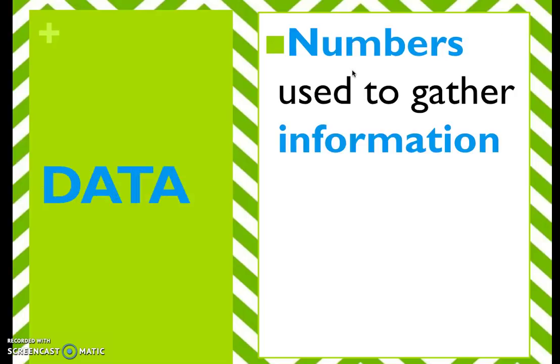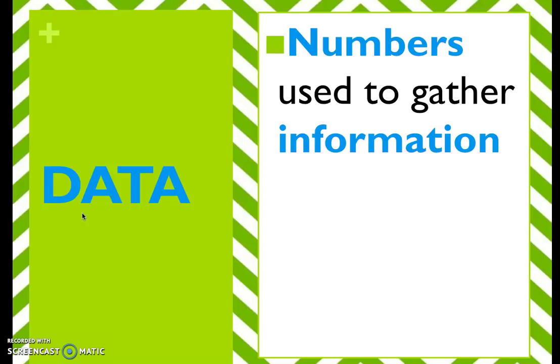So the next one we're going to talk about is data. Data are just numbers that are used to gather information. When we think about data, a lot of times I like to think about test scores or homework scores that I get from you guys. Every single person submits a test. Everybody gets a numerical grade. Those numbers we use to gather information on your progress, on the class's progress. So we call that student data. Okay. We can use data in lots of other ways, but that's just one example.